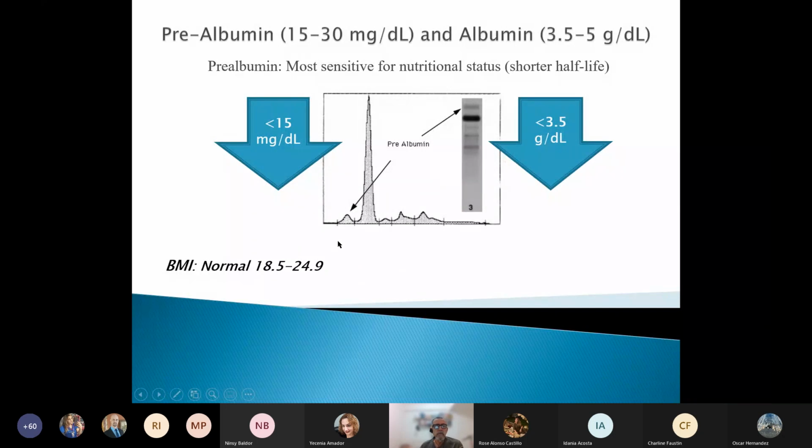And the other aspect of nutrition that I insist is very important to understand nutrition questions is to memorize the normal BMI, 18 to 25.